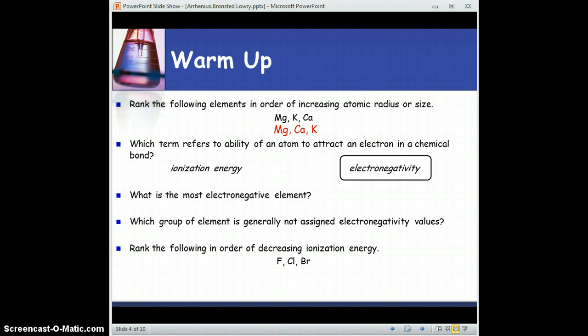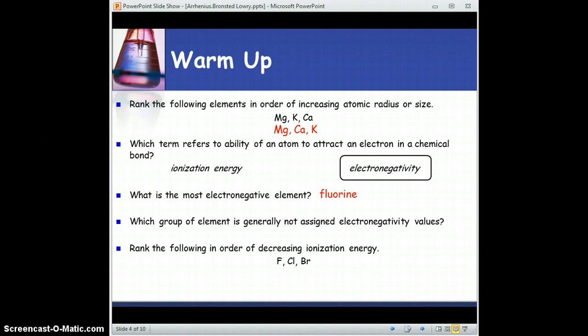Ionization energy is the amount of energy it takes to break an electron off from an atom's orbital. So, what is the most electronegative element? Following the trend from the periodic table, you would think it'd be helium, because helium is the highest to the right, but it is not helium because the noble gases don't get electronegative values, so we move to the next closest one, and fluorine is the most electronegative element.